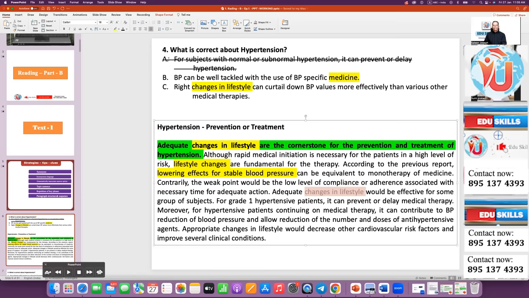Adequate changes in life would be effective for some groups, such as for grade 1 hypertension. Lifestyle changes can prevent or delay medical therapy. Moreover, for hypertension patients continuing on medical therapy, lifestyle changes can contribute to reduction of blood pressure and allow reduction of the number and doses of medication. Appropriate changes in lifestyle would decrease other cardiovascular risk factors and improve several clinical conditions.